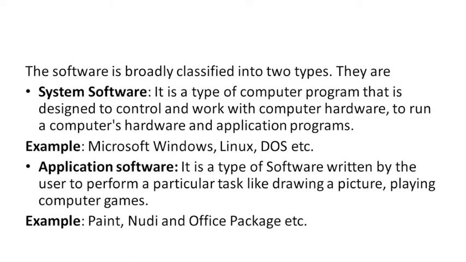The software is broadly classified into two types. One is system software and another one is application software. System software is one type of computer program that is designed to control and work with computer hardware to run a computer's hardware and application programs. For example, Microsoft Windows, Linux, DOS, etc. are the system softwares.